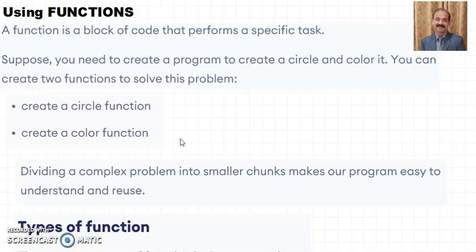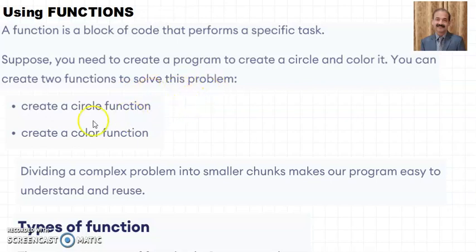So today we will be discussing it. The basic definition of a function is a block of code that performs a specific task. Basically, it is performing a specific task. Suppose you need to create a program to create a circle and color it. You can create two functions to solve this problem.